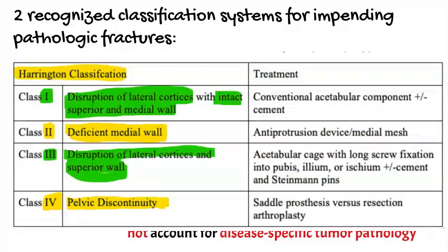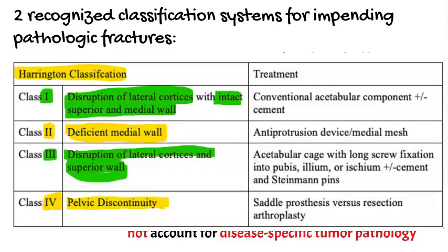This figure illustrates the Harrington classification. In this figure, it is divided into class 1. There is disruption of lateral cortices with intact superior and medial wall. The treatment is conventional acetabular component. In class 2, there is a deficient medial wall and the treatment involves medial mesh.